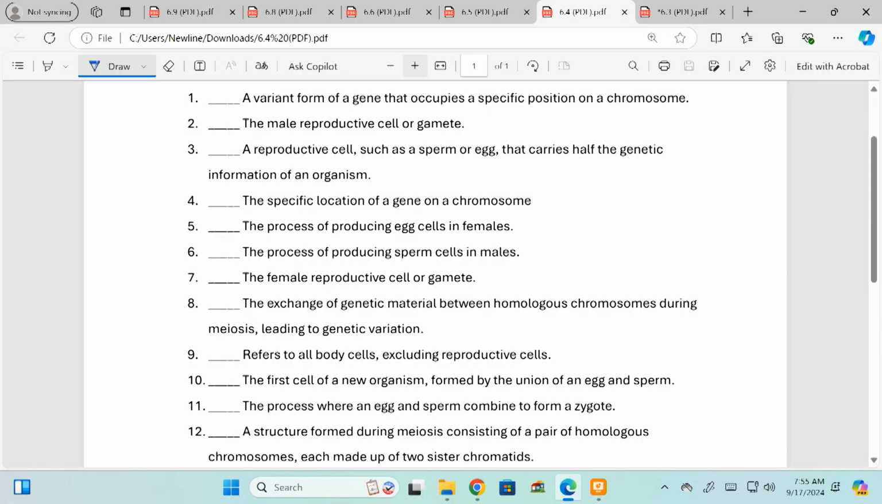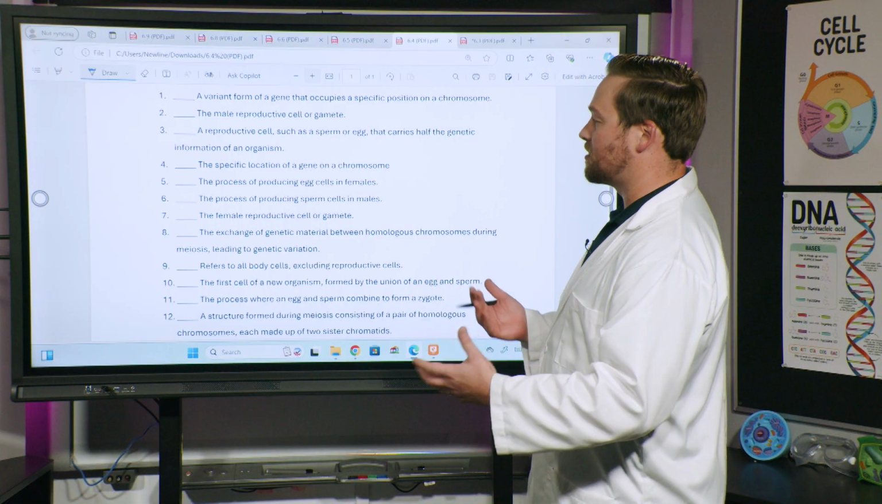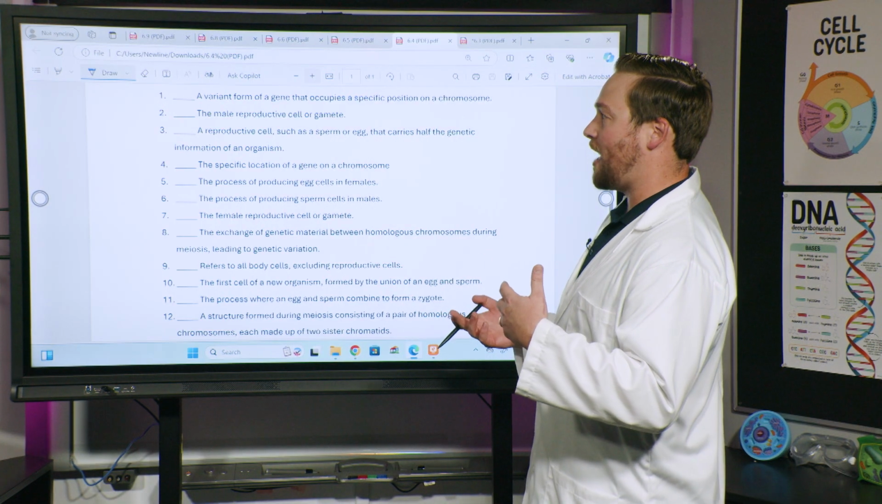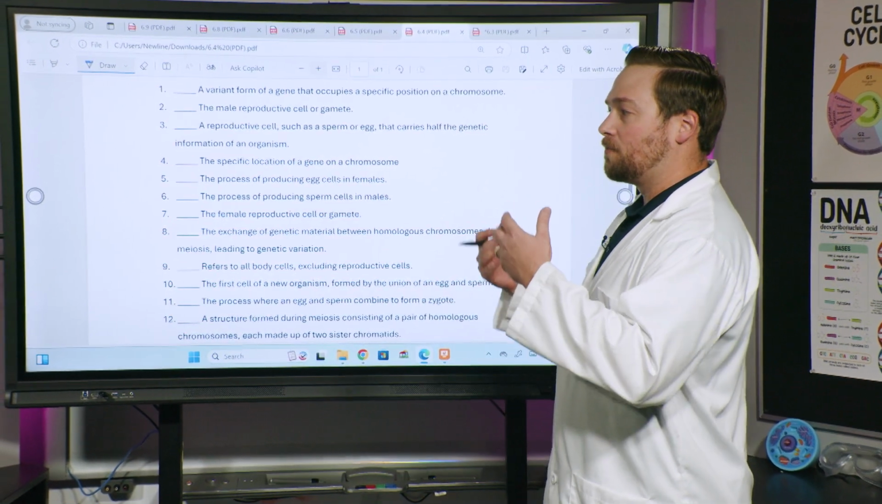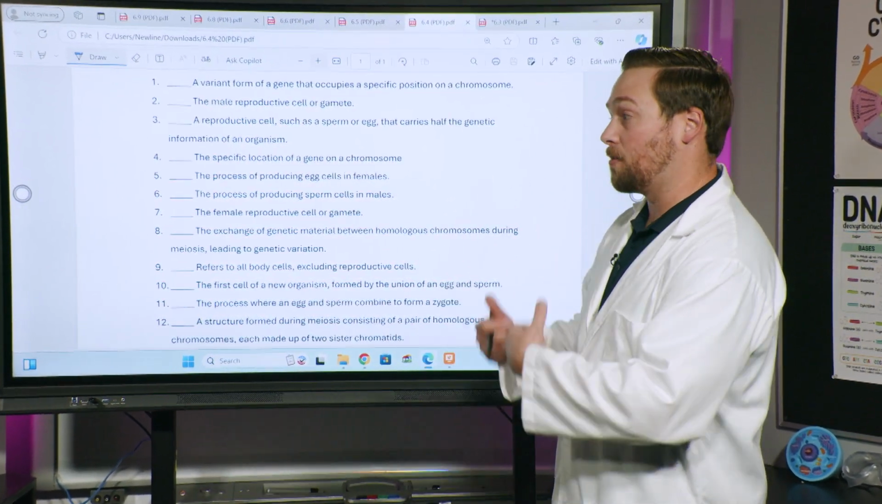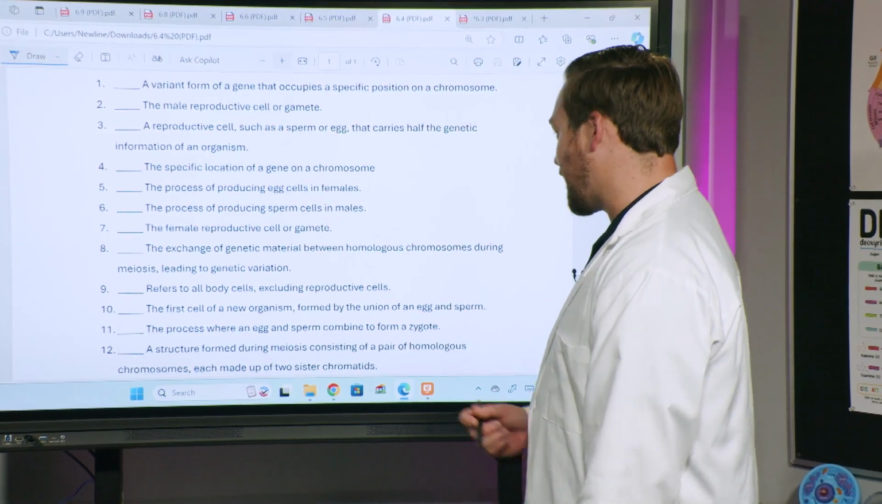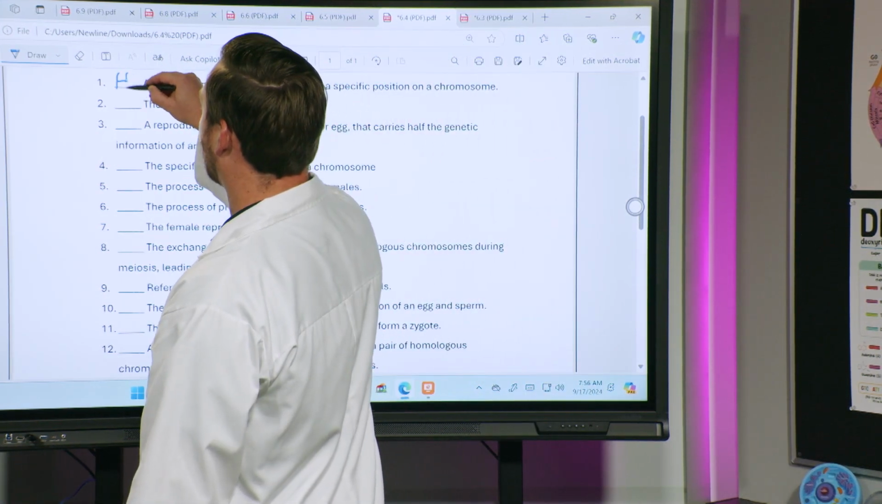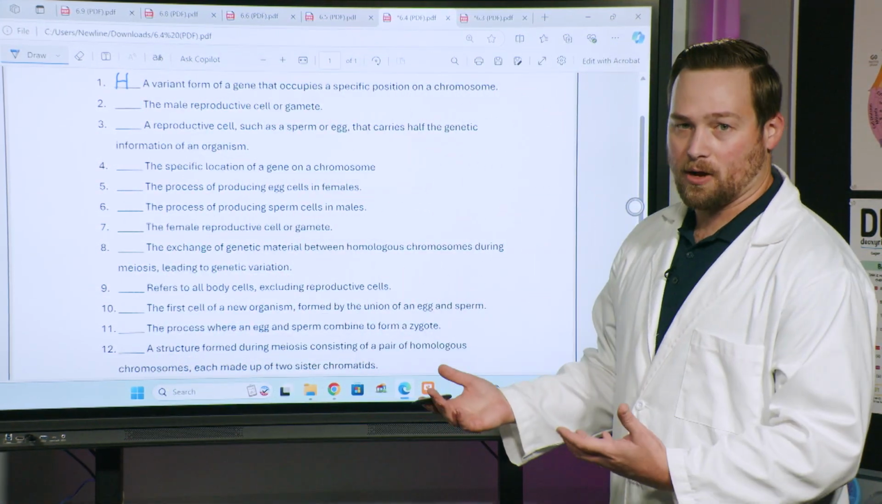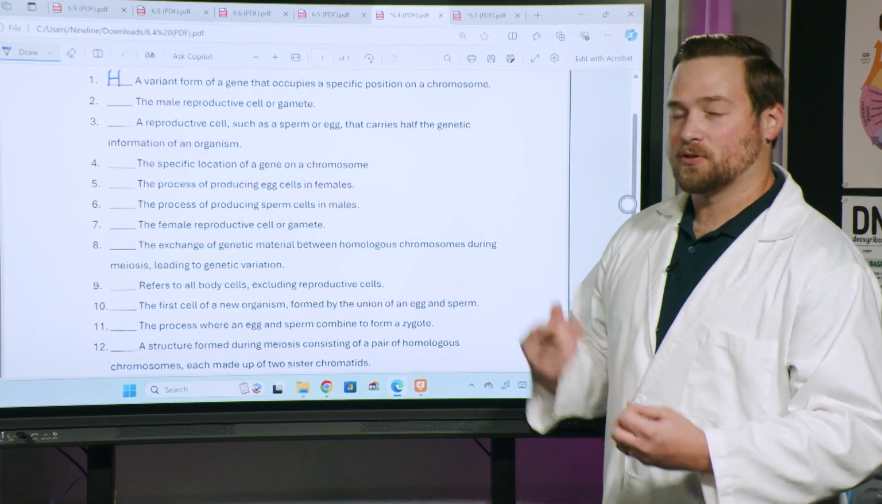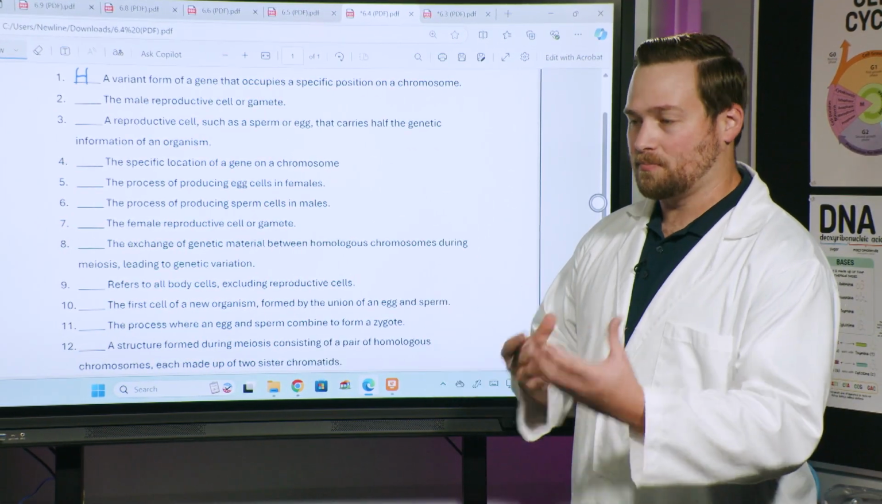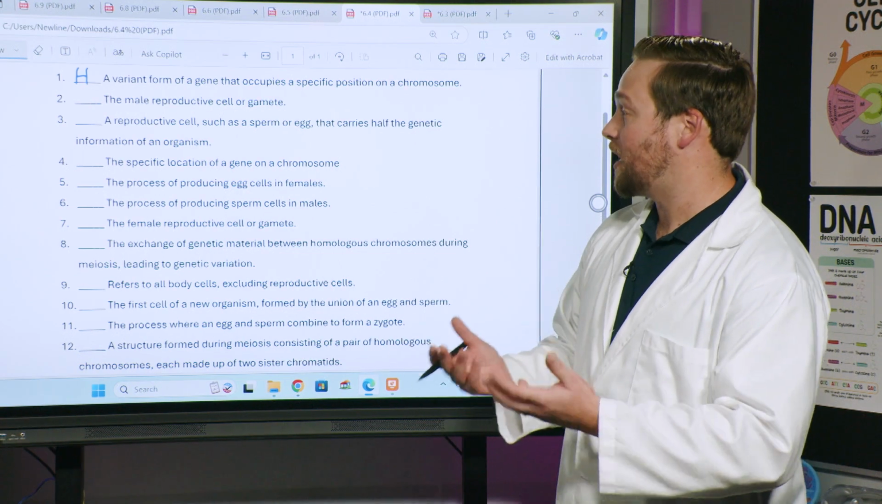All right, so number 1 says, a variant form of a gene that occupies a specific position on a chromosome. Okay, so what's this one going to be? Another way to say this is like, it's different flavors of the same gene. So for example, you have a gene for hair color. This could be the red version of hair, or the brown version of hair, or the black version of hair. What's that called? Those are called alleles, okay? And so for this one, I want to put the letter H. Alleles are variant forms of a gene, okay? So an allele could be like green eyes versus blue eyes, right? It's the same genetic information, they're just different flavors or variations of the same thing.